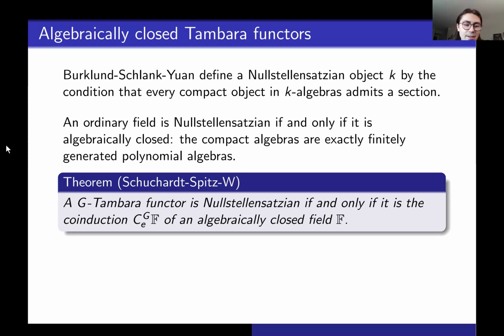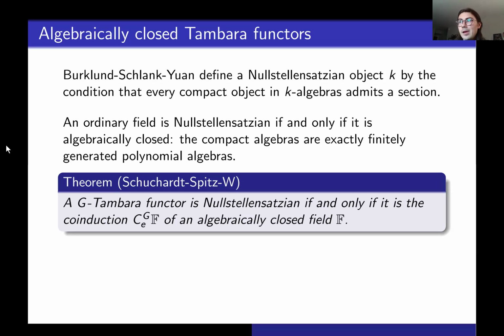It's neat. One of the things you might guess is that you take an algebraically closed field, like the complex numbers, and you take the constant Tambara functor associated to that. Our guess was that that was going to be algebraically closed, Nullstellensatzian. And it turns out that it's not. So this is cool.